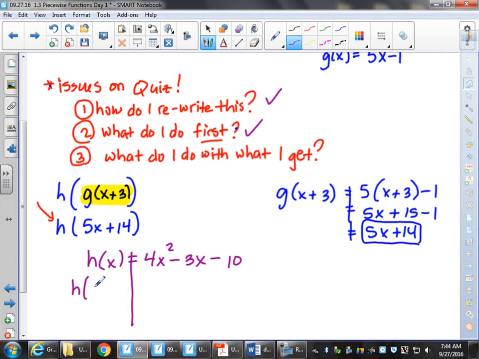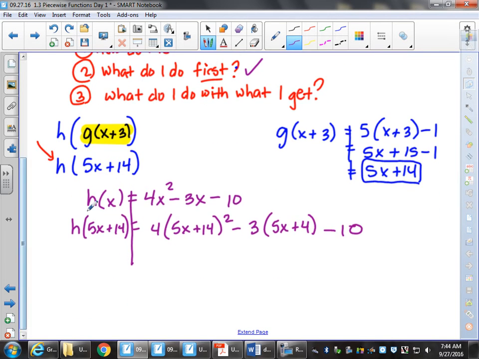So now h of 5x plus 14 becomes 4 times 5x plus 14 minus what? Yeah, this second substitution, about 3 or 4 people dropped it by accident, and it caused the rest to be no good. Like they worked with this well, but then they dropped this. So again, if we're working with something longer, write it out. It'll be your guide. What should I do first?